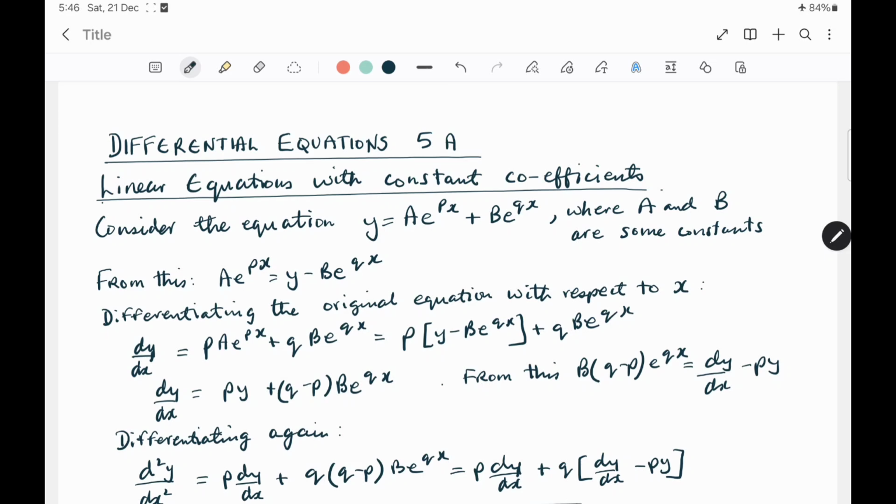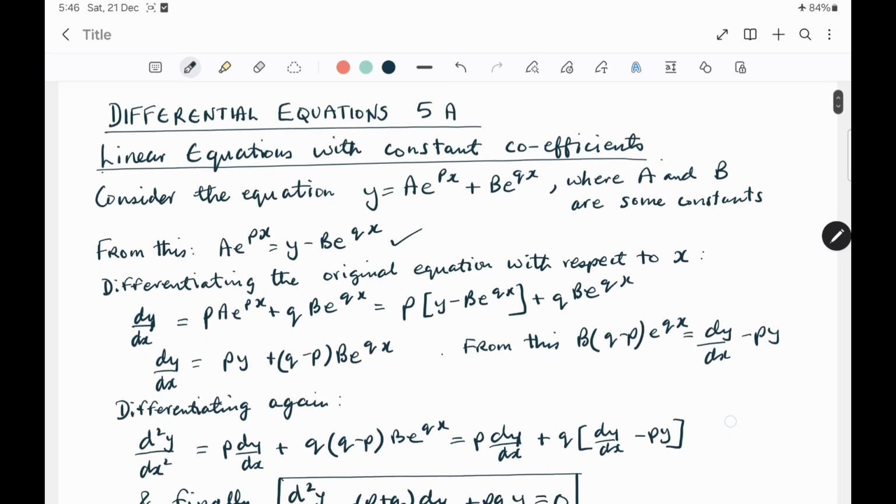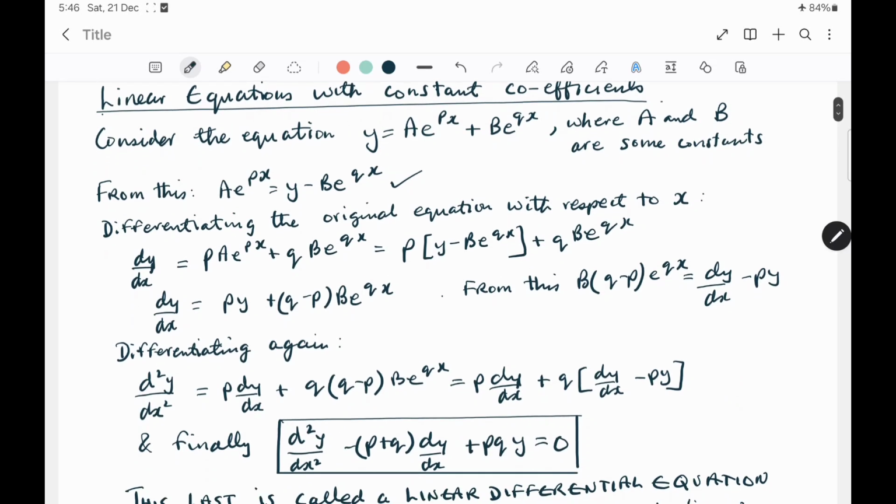Right, from this, we can just rearrange it slightly to give us ae to the px equals y minus be to the qx. That takes us that far. So let us differentiate the original equation, which is the one up here, with respect to x, and we will get dy dx equals pa times e to the px plus qb times e to the qx.